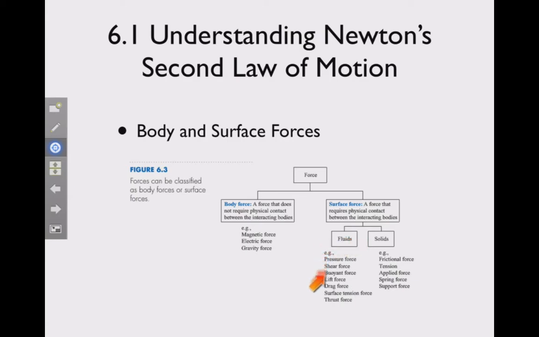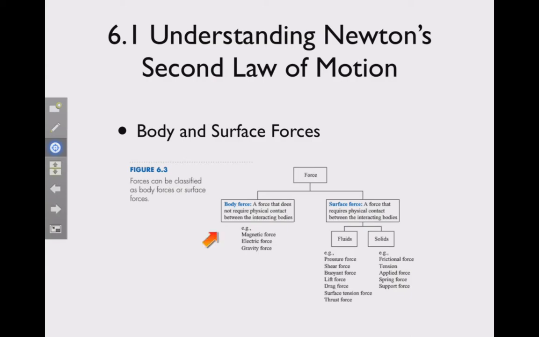These are important for solving problems in both fluids and solids. Some examples of surface forces of importance to fluids are pressure forces, which we've talked about, shear forces, buoyant forces, which we've also talked about, surface tension forces, but also lift, drag, and thrust forces. And in solids, you've been exposed to these in some of your other classes: frictional forces, tension, applied force, spring force, and support forces.